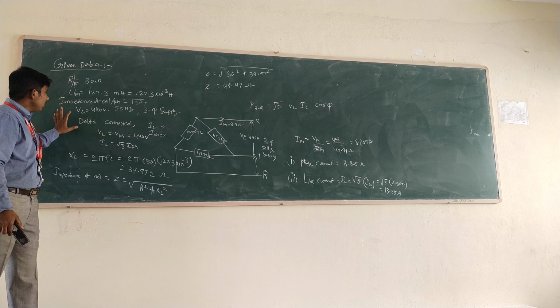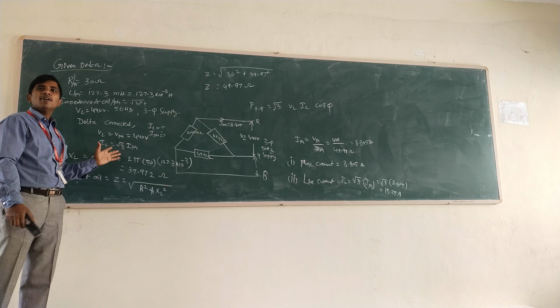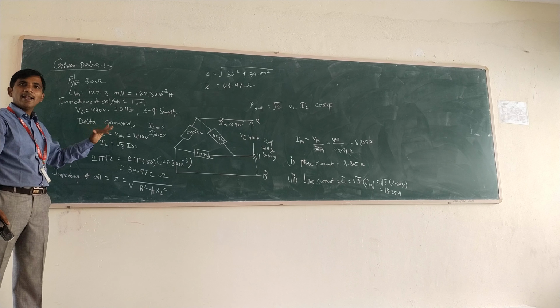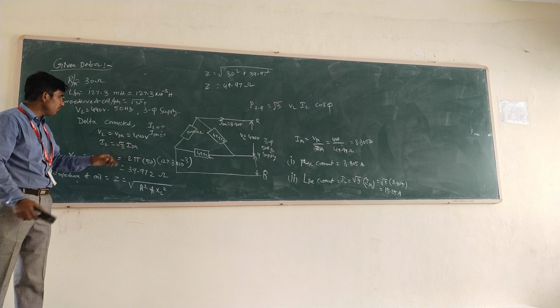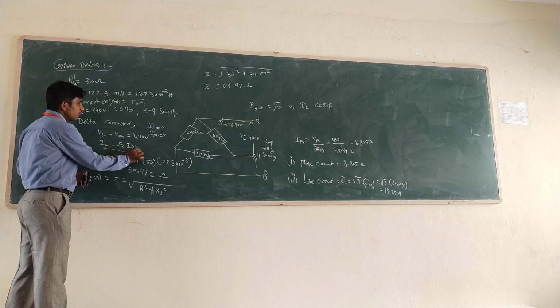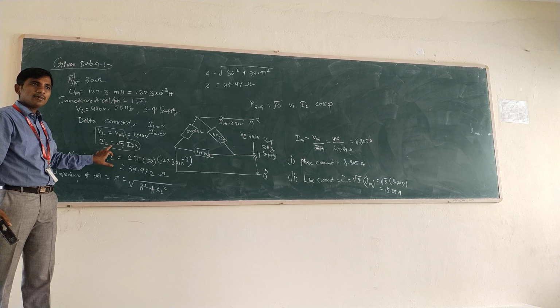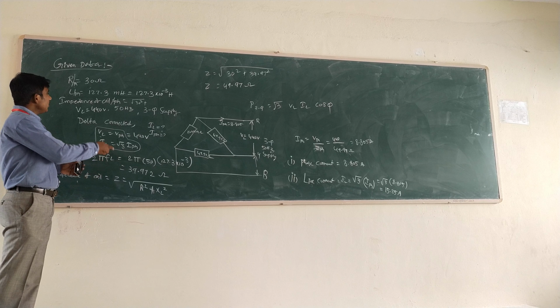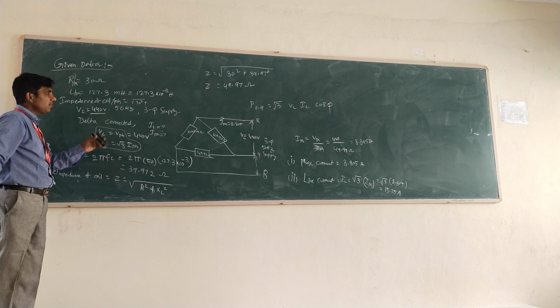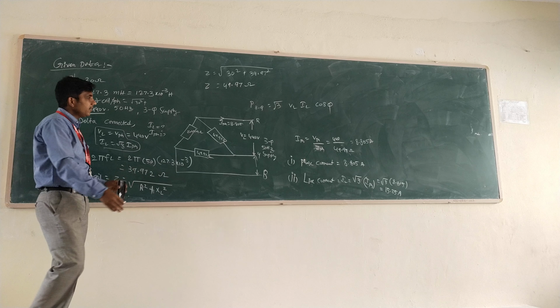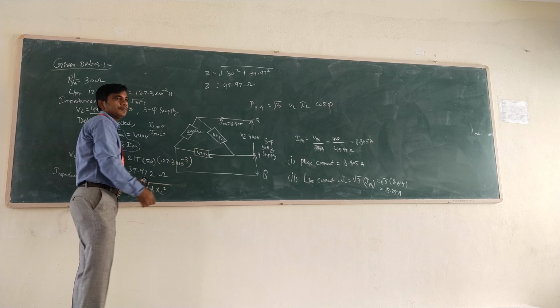In delta connected, first of all we have to remember the formulas related to voltage and line currents. For delta connected systems, the relations are VL equal to V phase, IL equal to √3 I phase. They gave VL equal to 440 volts, 3-phase supply. It is the circuit. We calculate Z.